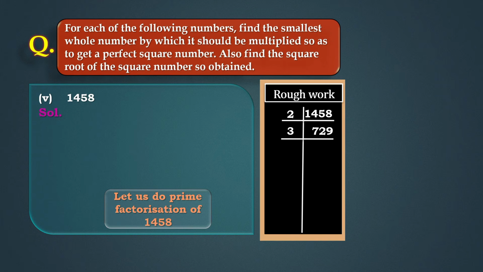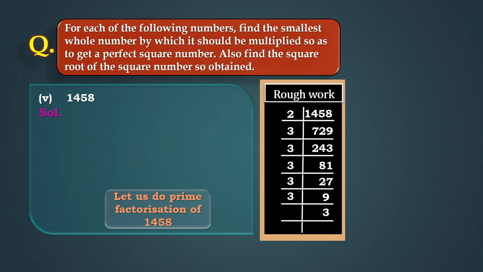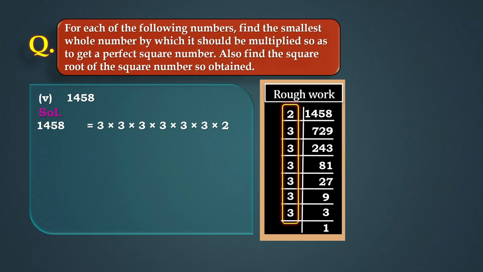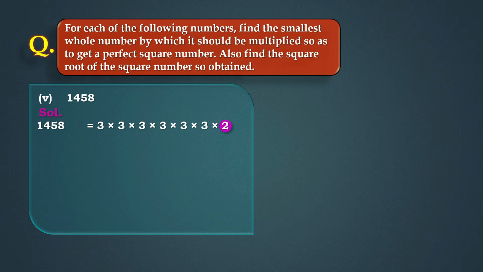Now, 729 is a perfect square. It can be written as 3 multiplied by 3, multiplied by 3, multiplied by 3, multiplied by 3, multiplied by 3. So, we can write 1458 as 2 multiplied by 3 multiplied by 3 multiplied by 3 multiplied by 3 multiplied by 3 multiplied by 3. Now, let us check the pairs. We have 3 pairs of 3's, but 2 does not have a pair. To make it a perfect square, we need one more 2. So, we multiply the number by 2.